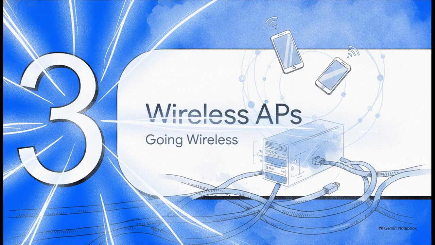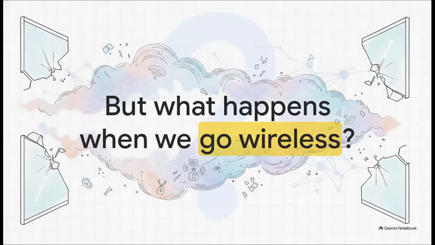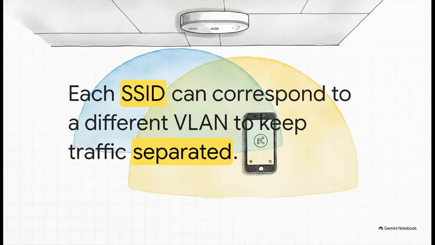Section 3. Extending to wireless APs. So we know how to physically separate traffic by plugging cables into specific switch ports, sure. But we live in a modern, mobile world. What happens when we go wireless? When the data is just flying through the air around us, how do we maintain those nice, neat, soundproof glass walls we just built? The answer is incredibly elegant.